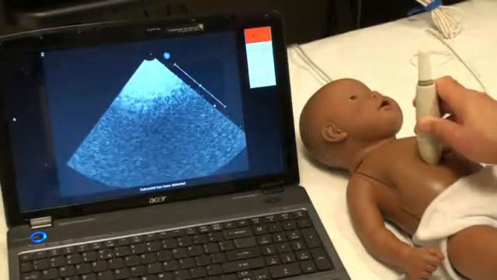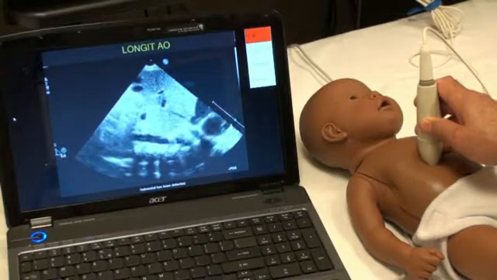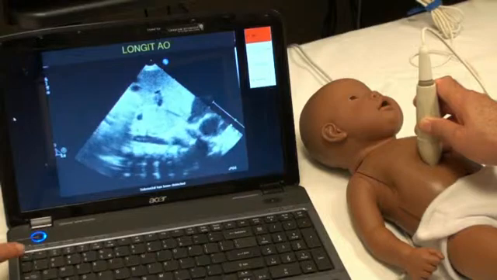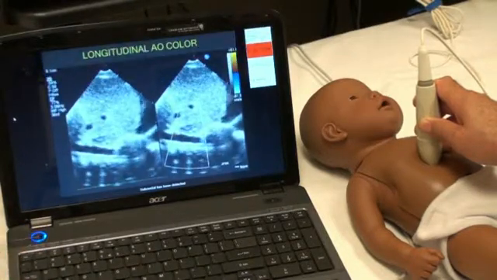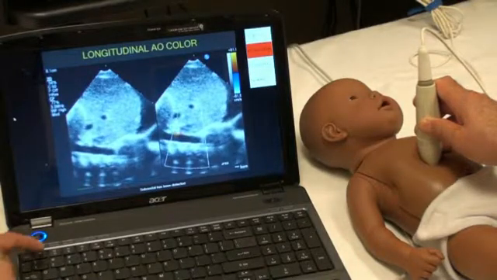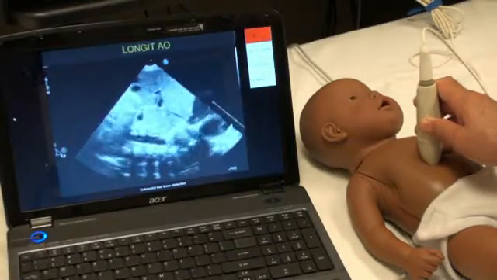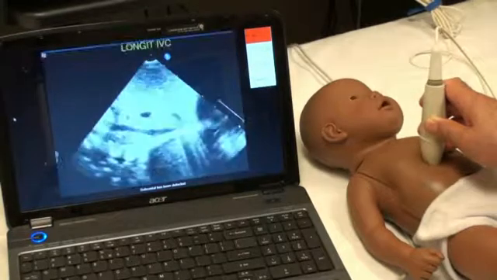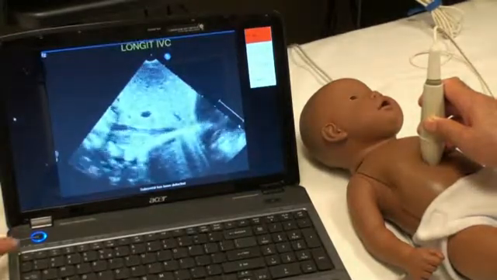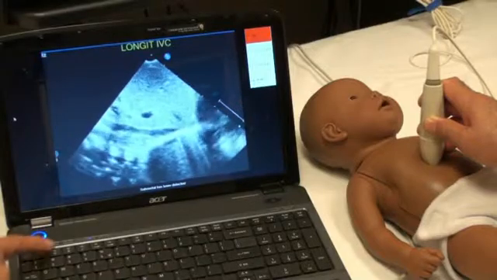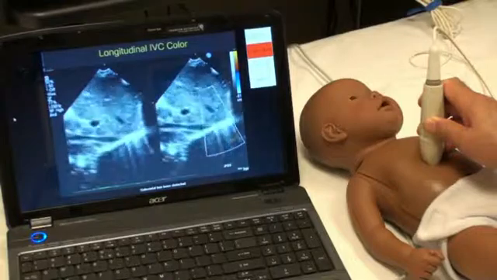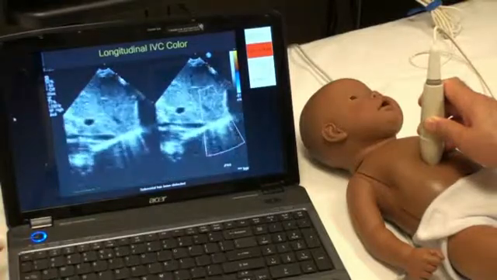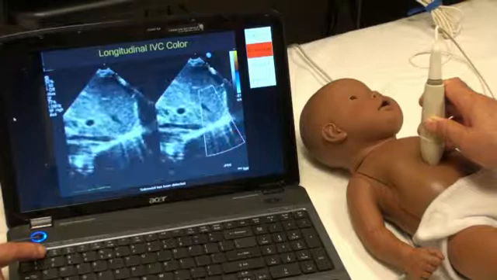90 degrees rotation, marker to the head and neck. This is the longitudinal cut of the aorta with the celiac trunk and SMA coming out of it. And this is the color flow. Tilting to the right side of the aorta, we demonstrate the inferior vena cava and hepatic system entering the right atrium. And this is the color flow demonstrating the same thing.